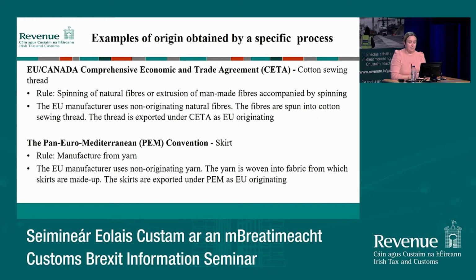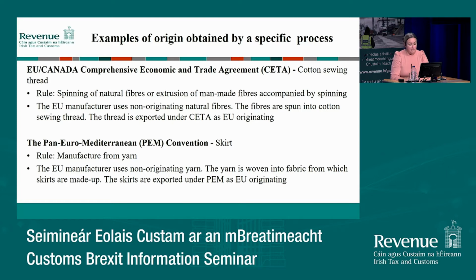So here's some examples of origin obtained by a specific process. If you look at the EU-Canada Comprehensive Economic and Trade Agreement, there's a specific rule in relation to the spinning of natural fibres or extrusion of man-made fibres accompanied by spinning. So what does that all mean? Well, an EU manufacturer might use non-originating natural fibres, spin those fibres into cotton sewing thread, and then the thread can be exported to Canada under the CETA rules and qualify as EU originating.